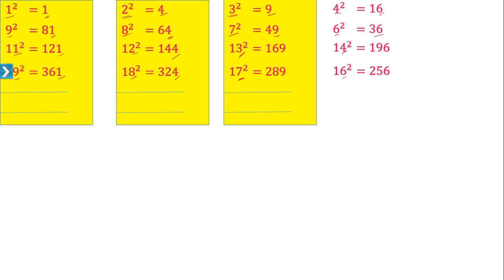Now you have to write two more examples of numbers whose square should end with 6.